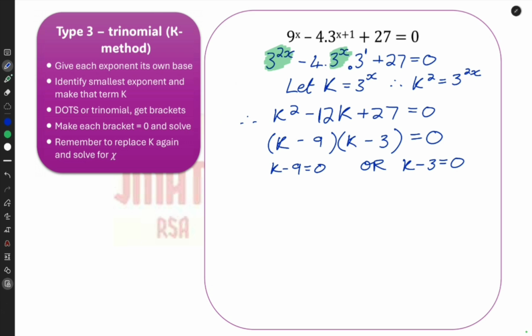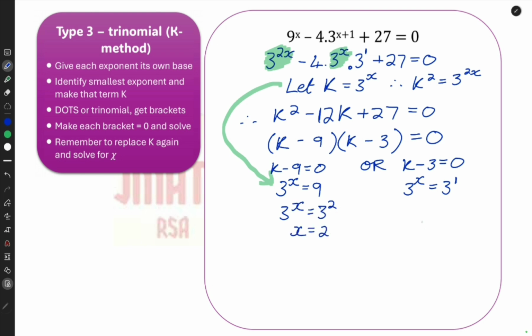So now I need to replace my k value back with what it was originally, 3 to the power x. So I can say 3 to the power x is going to equal 9. 3 to the power x is going to equal 3 to the power 1. So in this case, I just want to make the bases the same, and therefore x equals 2. In this one, bases are already the same, so I can drop them and say x equals 1.